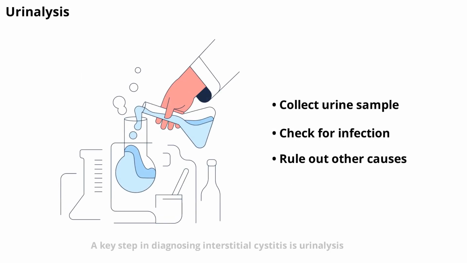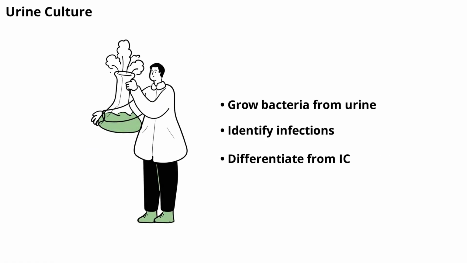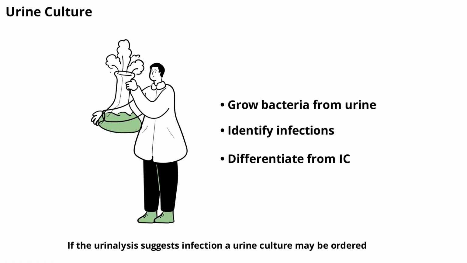A key step in diagnosing interstitial cystitis is urinalysis. The doctor will ask for a urine sample to check for signs of infection, blood, or other abnormalities. This simple test helps rule out urinary tract infections or other conditions that can mimic IC symptoms. If the urinalysis is normal, it increases the likelihood that your symptoms are due to IC rather than an infection or kidney problem. If the urinalysis suggests infection, a urine culture may be ordered.